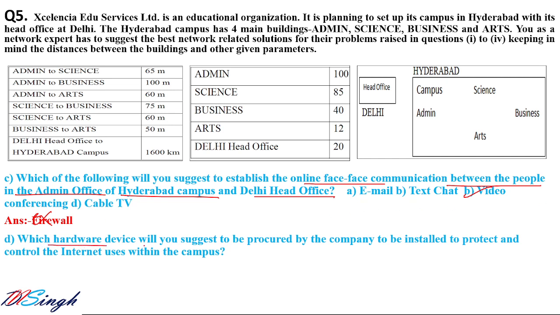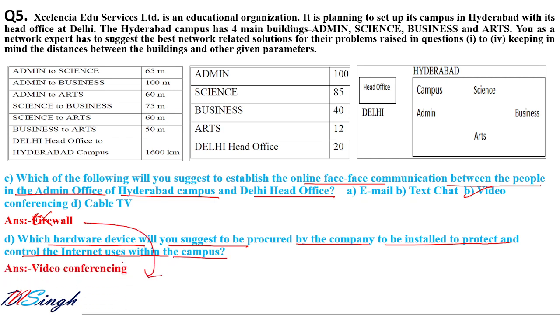Which hardware device will you suggest to be installed by the company to protect and control the internet access within the campus? Here you can have the firewall answer, so they might be swapped. I think the answer will be written here. So a hardware firewall can be installed to protect the Hyderabad campus.